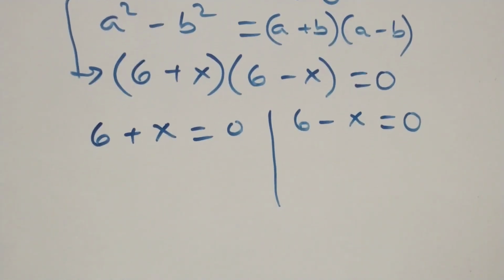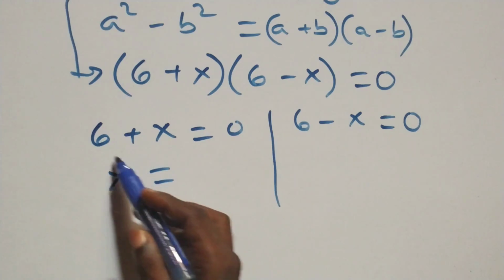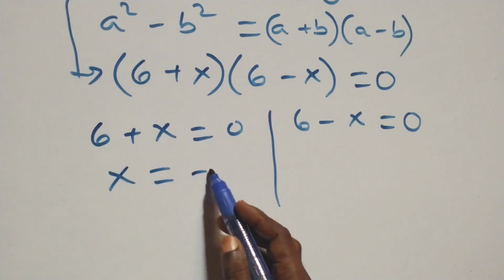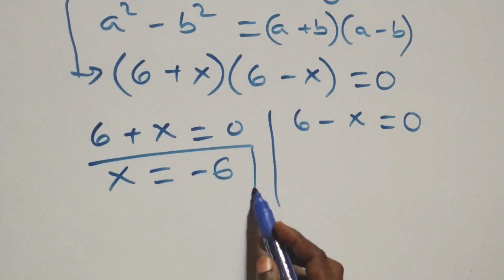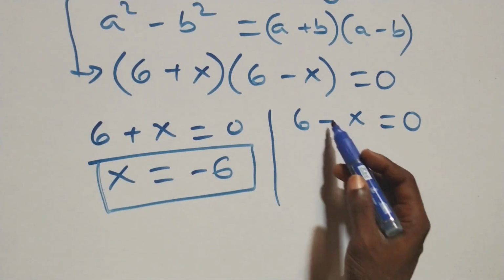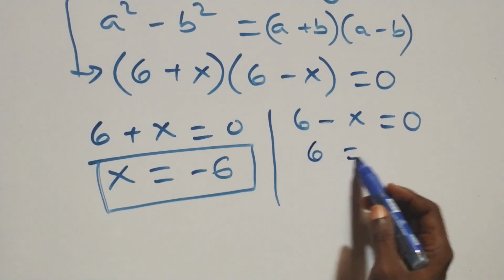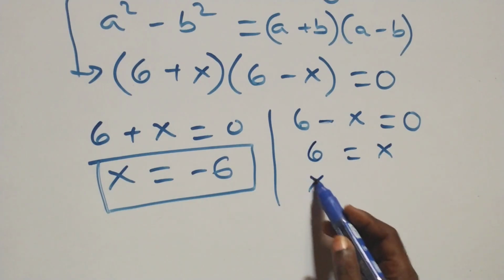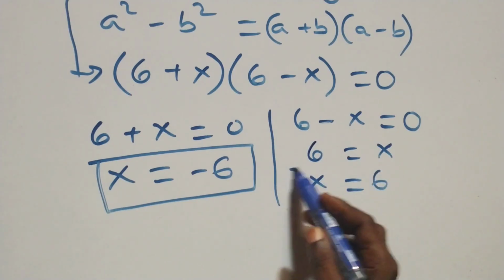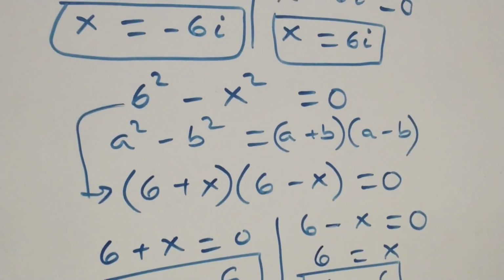Then when we solve this, we have x equals to, taking pluses to this side become minus 6. Also, we have a real solution here. Then on this side, we take minus x to that side become plus, which implies 6 equals to x, which is something as x equals to 6. Also a real solution here. And we have two real solutions and two complex solutions here.